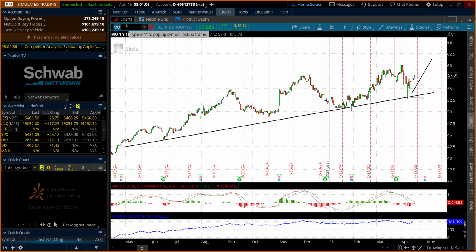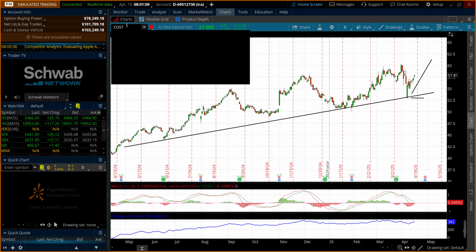Let's take a look at Costco, which is another one of my perennial favorites. It's very heavily traded.